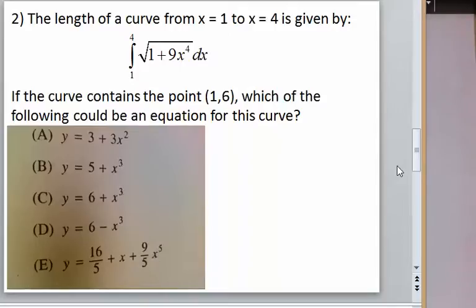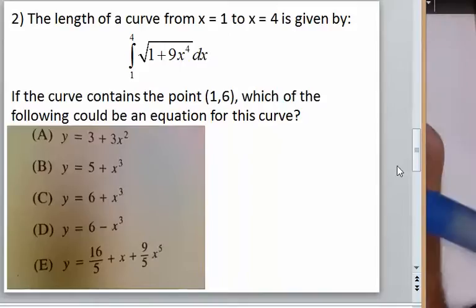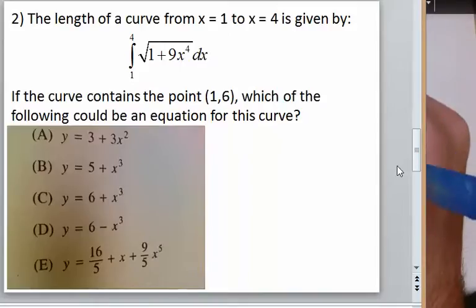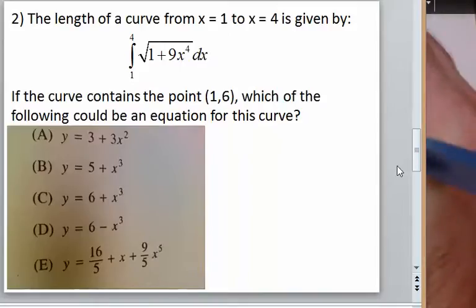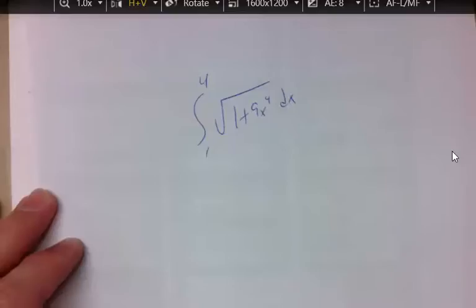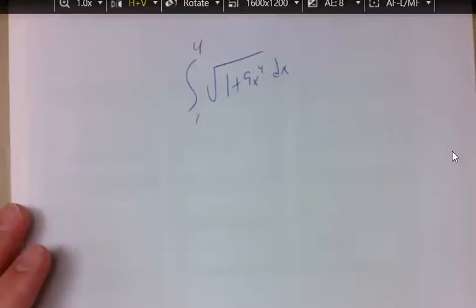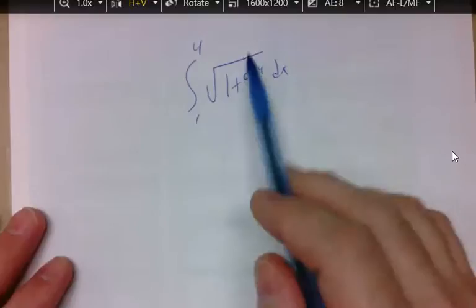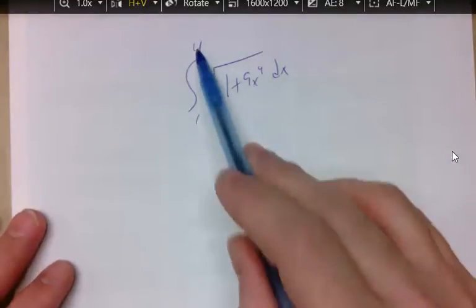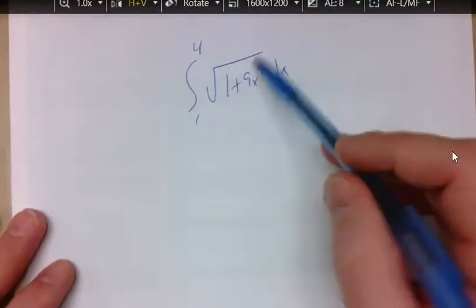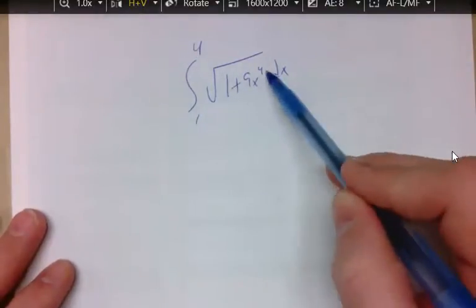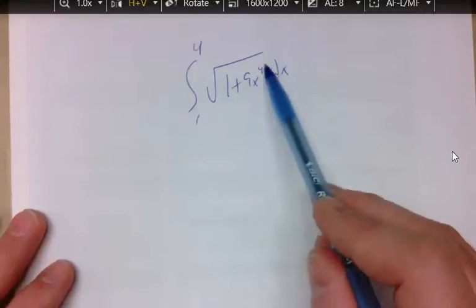All right, let's see. So they're giving you the length of the curve, right? Let me just copy this down super quick. 1 plus 9x to the fourth dx. Switch over. All right, so they're giving you this. And they're asking you something about the original function, the actual curve itself. So if you look at this and you interpret it, you know there's your limits, right? The square root of 1 plus this. Okay, so they wrote it in a different order, but it's the same idea.